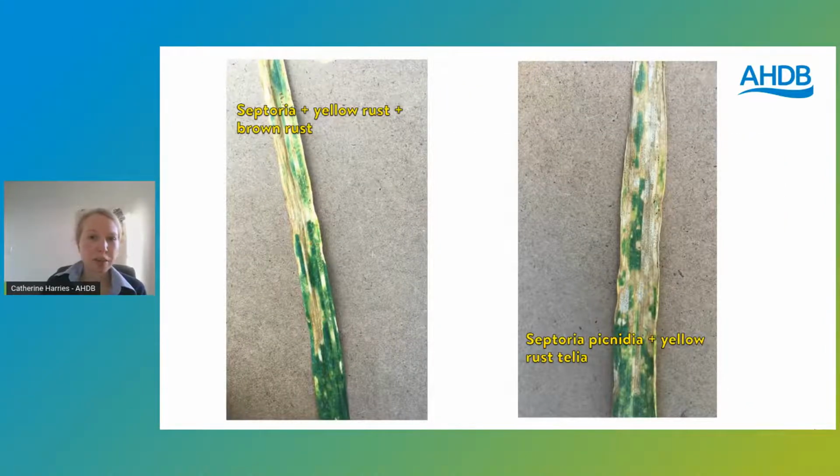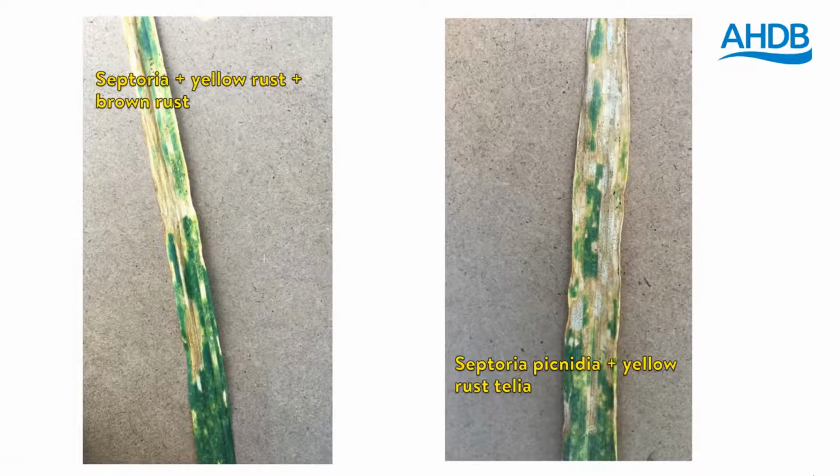And these just show some other examples of how it can get confusing. So the left-hand picture shows a mix of diseases. We've got septoria, yellow rust, brown rust. I don't know if you can pick them out with such a small slide. And the right-hand picture shows the contrast between septoria pycnidia and yellow rust telia. So the yellow rust telia are much larger than the pycnidia.